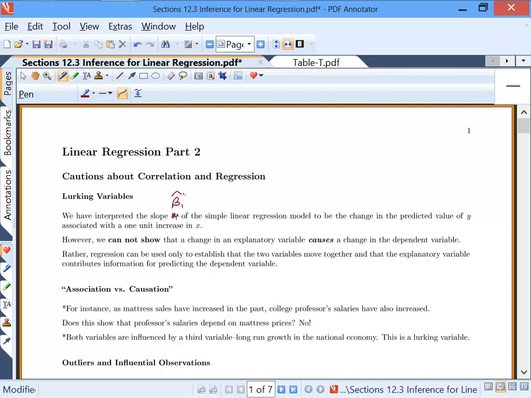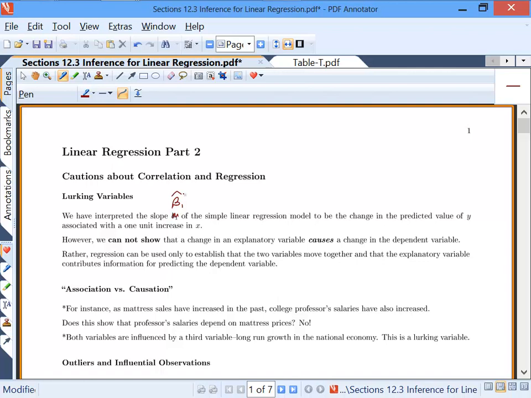Okay. However, we cannot show, and this is the biggest thing that I have to drill into, we cannot show that a change in our x value causes a change in our y value. Really, regression can only show us that two variables move together and that the explanatory variable contributes information for predicting the dependent variable. We often call this association versus causation, if you've heard that phrase before.